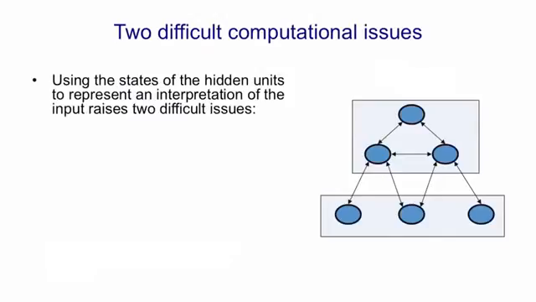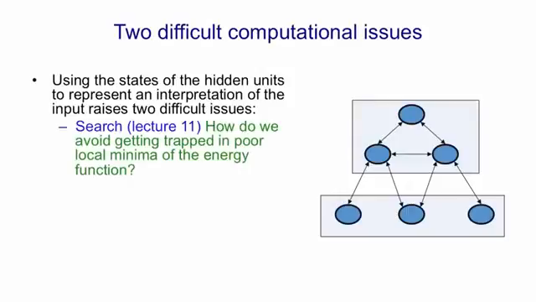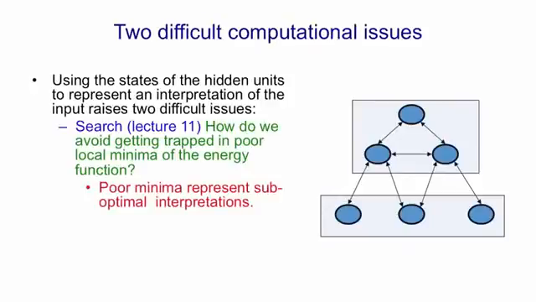So if we decide we're going to use low energy states to represent good perceptual interpretations, then we have two issues. The first is to do with search, and I'm going to deal with that in the next video. The search question is, how do we avoid the hidden units getting trapped in poor local minima of the energy function? The poor minima represent interpretations that are suboptimal given our current model in the weights of the network. Can we do anything better than simply going downhill in energy from some random starting state?